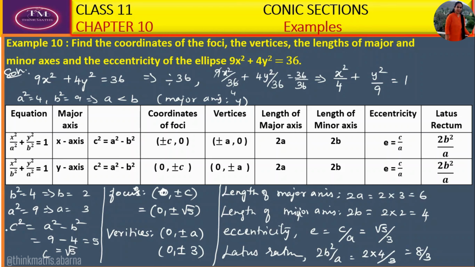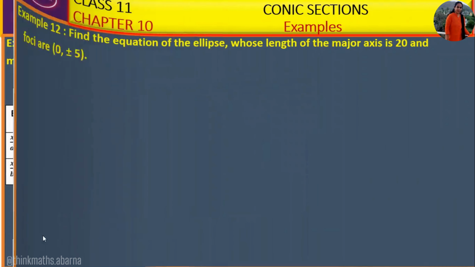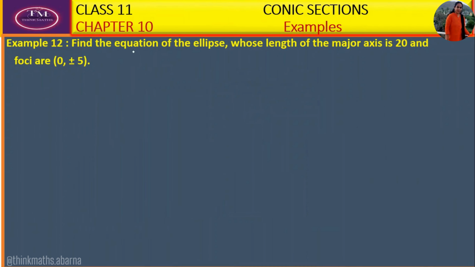Clear? So moving on to the 11th one. Find the equation of the ellipse whose length of the major axis is 20 and foci are 0, comma, plus or minus 5. So they gave the length of the major axis. So length of the major axis formula is 2a.